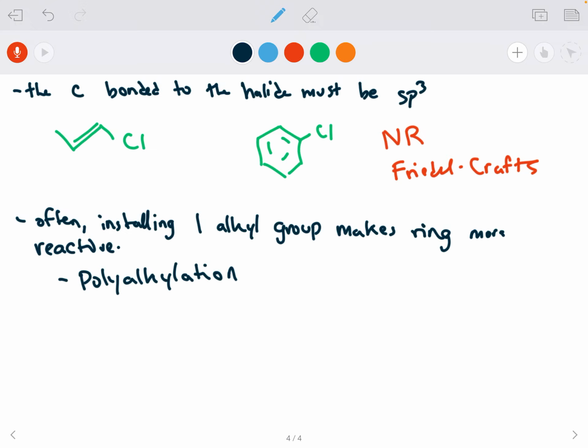So my next video will be on Friedel-Crafts acylation, which is a similar mechanism with just a slightly different reactant.